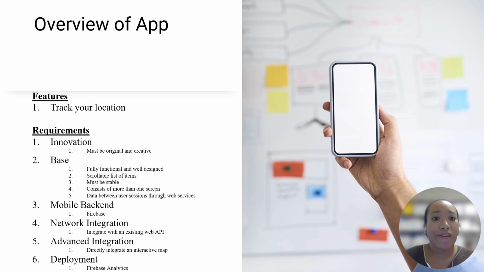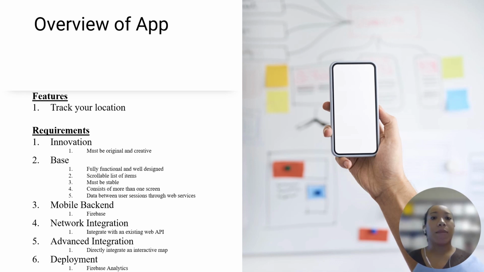To go over the overview, my app allows you to track your location. So it allows you to track where your parked car is. So it's a Find My Parked Car app. It allows you to get your location and then put those coordinates into Google Maps, which allows you to find exactly where your car is parked from where you are now.